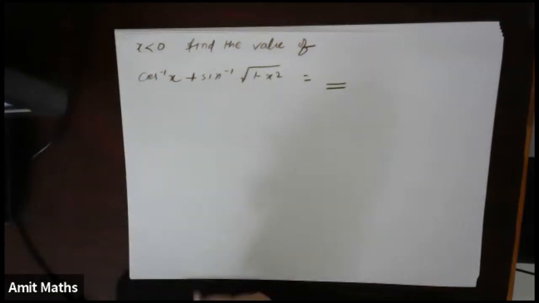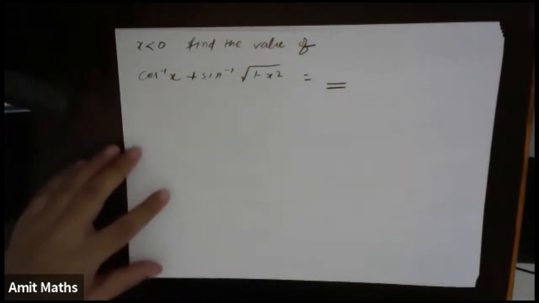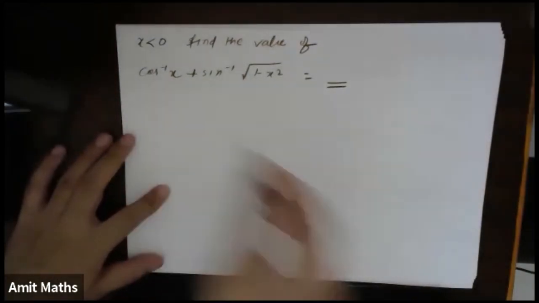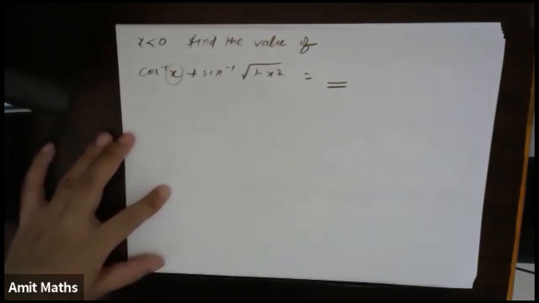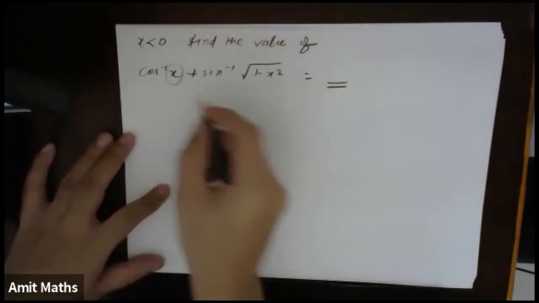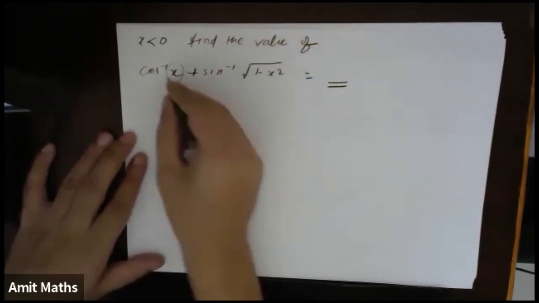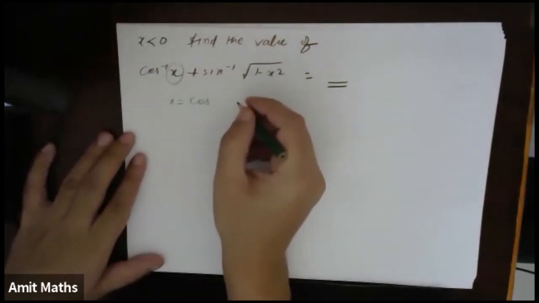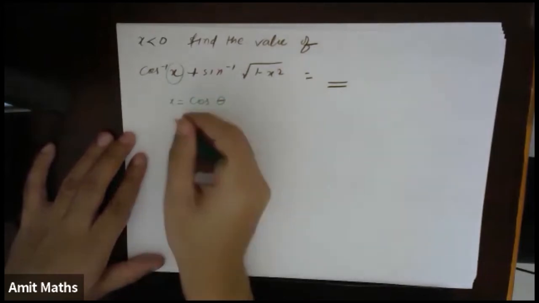Okay, let's try to solve this one. I'll solve this one for you. Then the next question, you just try to solve by yourself. Okay. So what we'll do, because here directly there is an x, I can directly think of substituting x is equals to cos of theta, right?